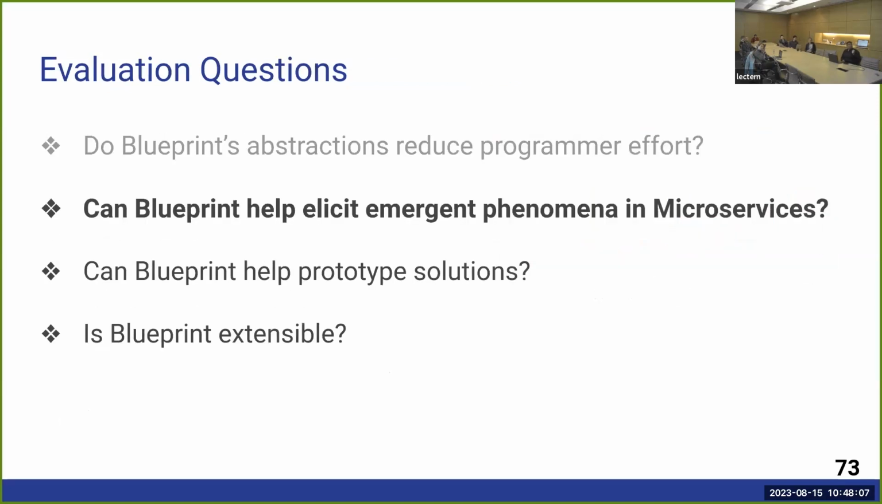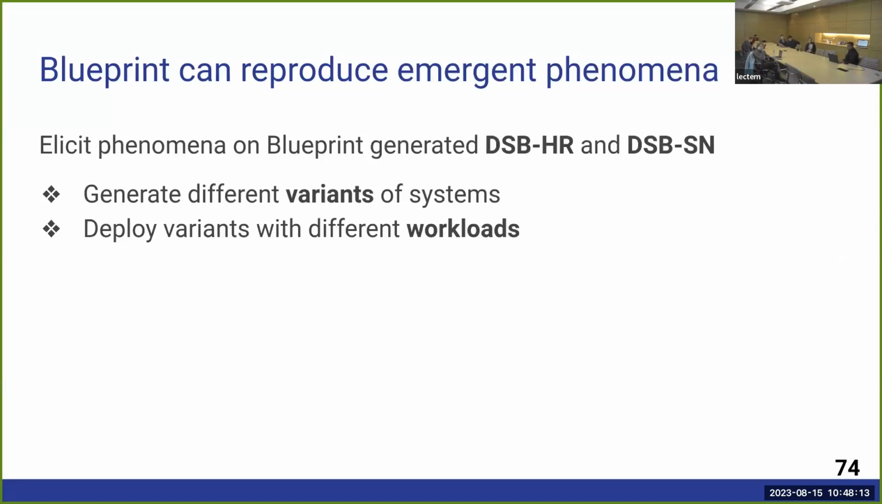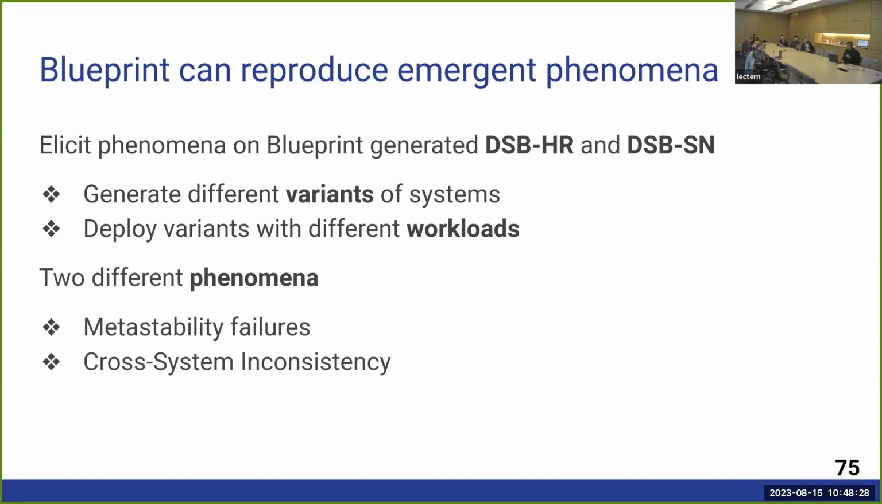Right. So we can reduce exploration effort. Now the question is, can we actually help elicit emergent phenomena in microservices? To do this, we generated variants of two available systems, DeathStarBench Hotel Reservation and DeathStarBench Social Network, and deployed these variants for different workloads. We show two different phenomena: metastability failures and cross-system inconsistency.